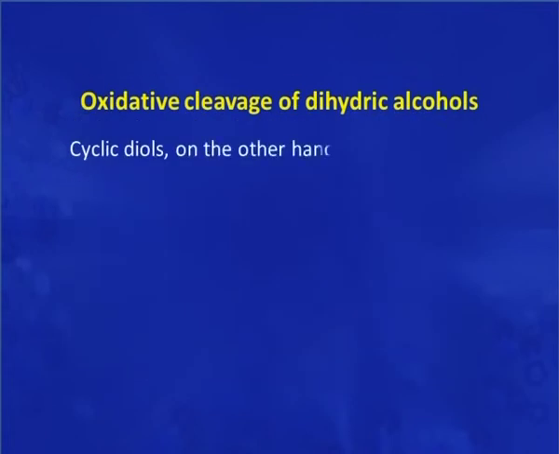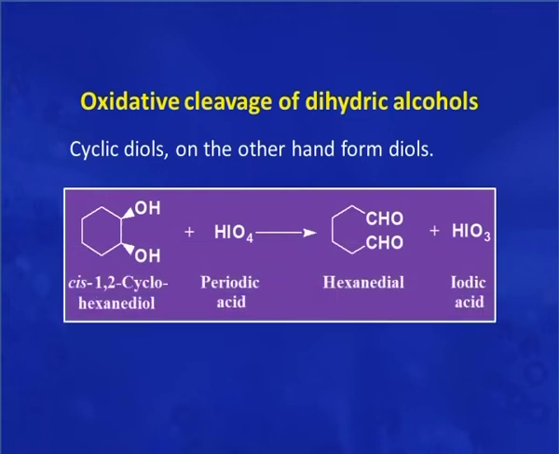Cyclic diols, on the other hand, form only one compound and the number of carbon atoms remains the same. Here this is cis-1,2-cyclohexanediol. This diol, when treated with periodic acid, forms hexanedial. The bond breaks between these two carbon atoms and a dialdehyde is the final product.